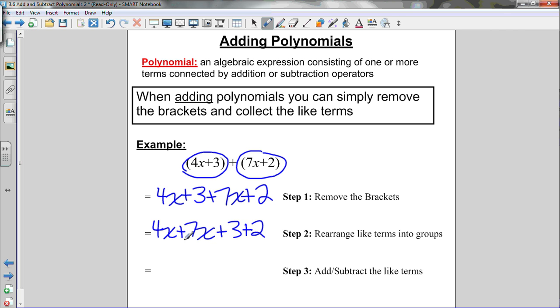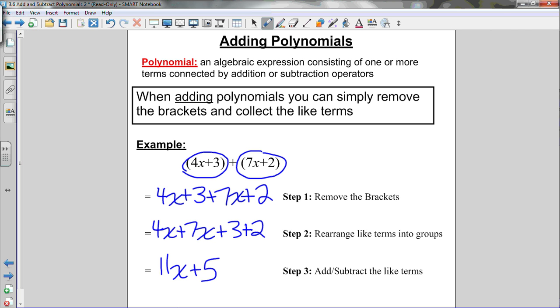So 4x and 7x are like terms because they have the exact same variable with the exact same exponent. So these both have an x to the exponent of 1. So those are like terms. And then constant terms are always like terms. We know how to collect 3 plus 2 together. So let's go ahead and simplify this. If I have 4x and I add 7x, I now have 11x. 3 plus 2 is 5. So I have fully simplified that expression now.